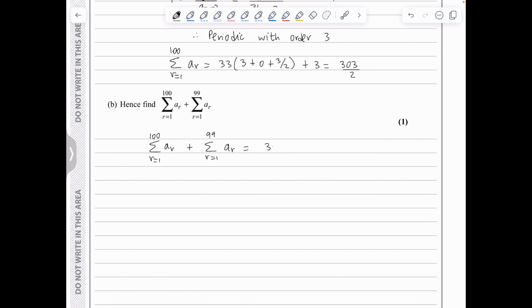So I have 303 over 2, which is the sum of the first 100 terms. To find the sum of the first 99 terms, I can see that 99 is a multiple of 3. I've got 33 periods, 33 repetitions of the pattern. So 33 times (3 plus 0 plus 3 over 2). Plug this on the calculator, we'll get an answer of 300.